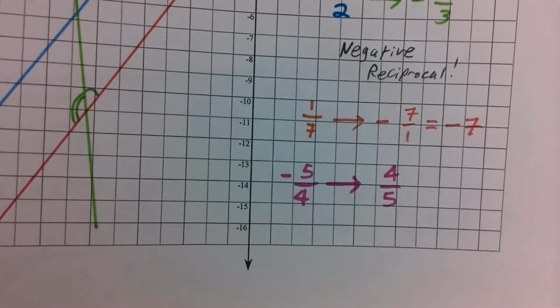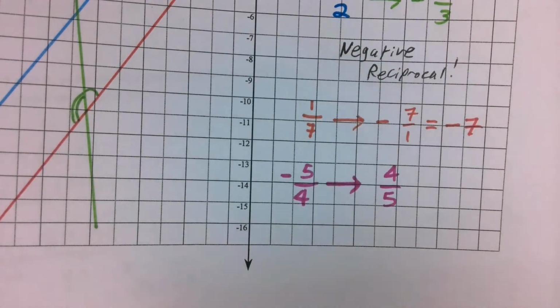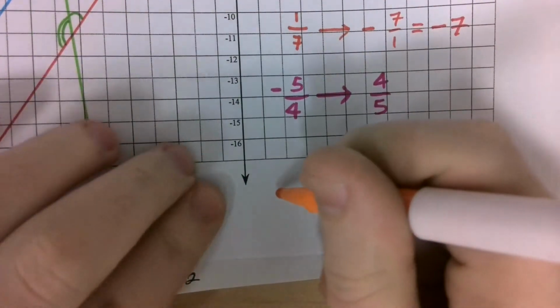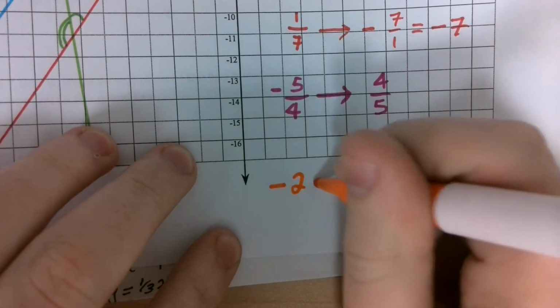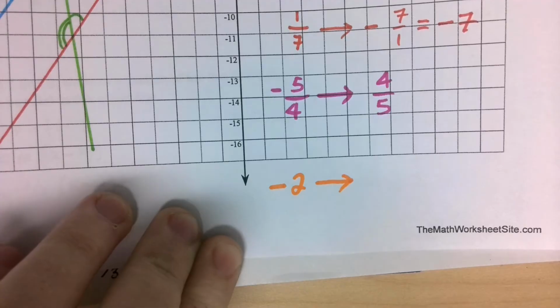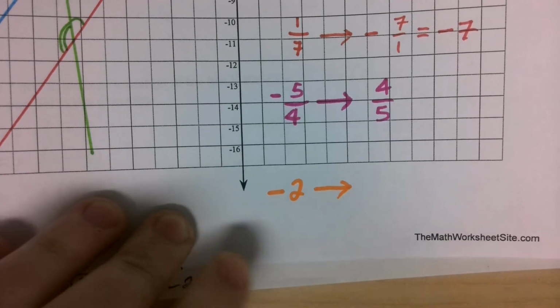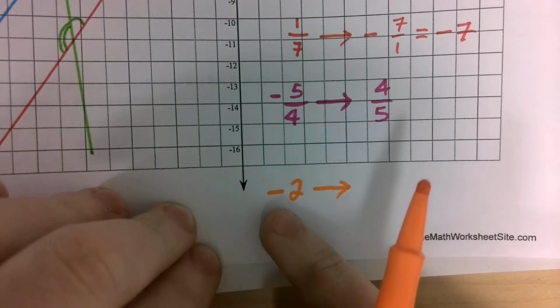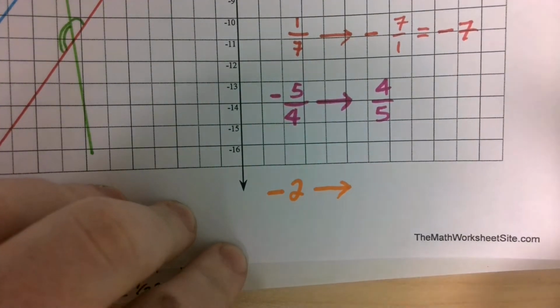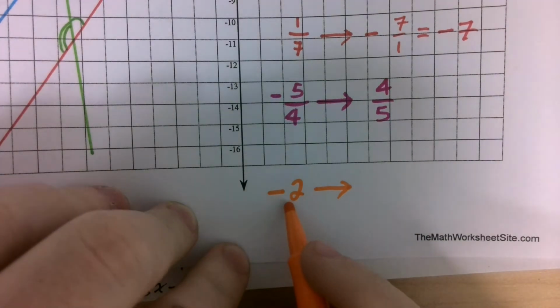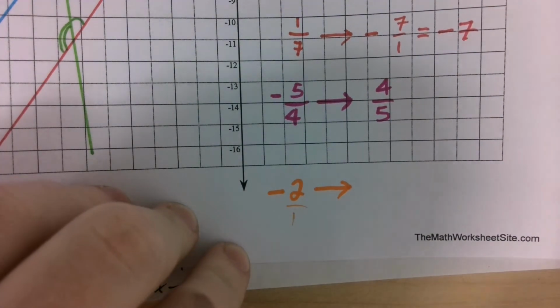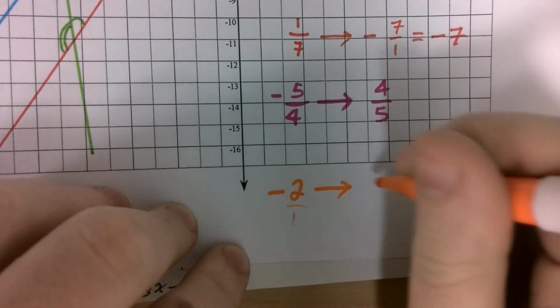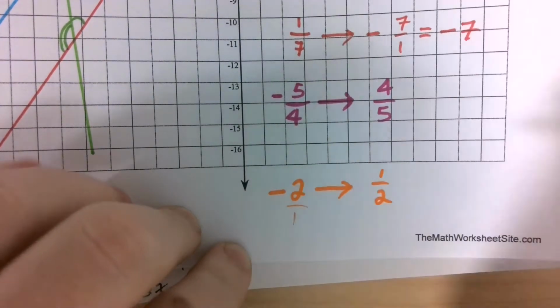Let's try a tricky one. What if I was to give you the task of finding the negative reciprocal of -2? Well, we know we're going to make it positive since it's already negative, but how do we flip this? Any whole number can be written as a fraction over 1, so this becomes positive 1/2.